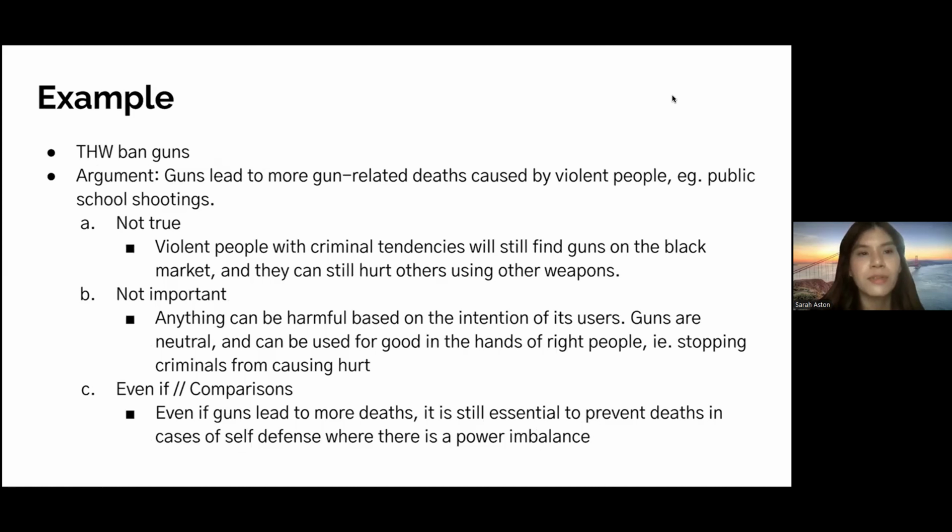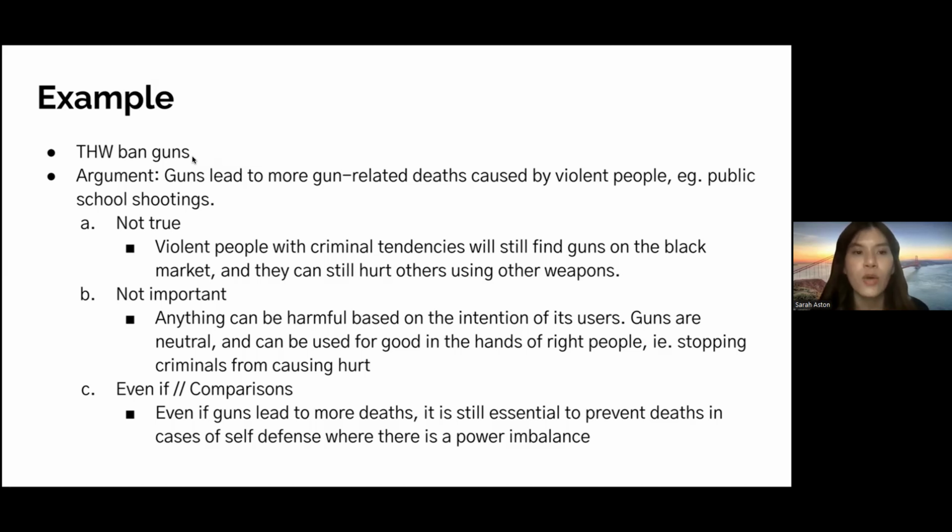So here are the examples in terms of understanding. We're using a very, very simple motion on just how this house would ban guns. So perhaps the argument would be to talk about how guns basically lead to more gun-related deaths caused by violent people, for example, within public school shootings. So if we were to deconstruct this particular argument, the essence of this is what you can get from your opponent: perhaps you will have on net a lot of death because you have guns, right? The accessibility of guns then allows for these particular things, right?